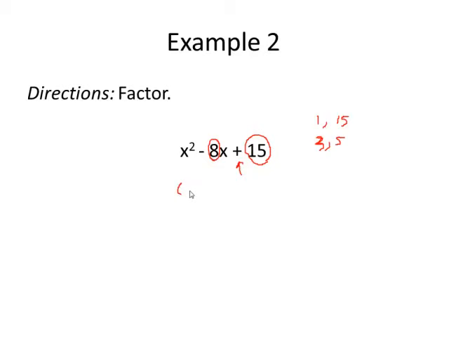Now I look at my signs and I use my sign tricks to be able to tell me where my signs need to go. So remember, the second sign is positive, so that means that both are going to be the same. The first sign is negative, so that means that they're both going to be negative. And then I can fill in my numbers of 3 and 5. Let's look at another example.